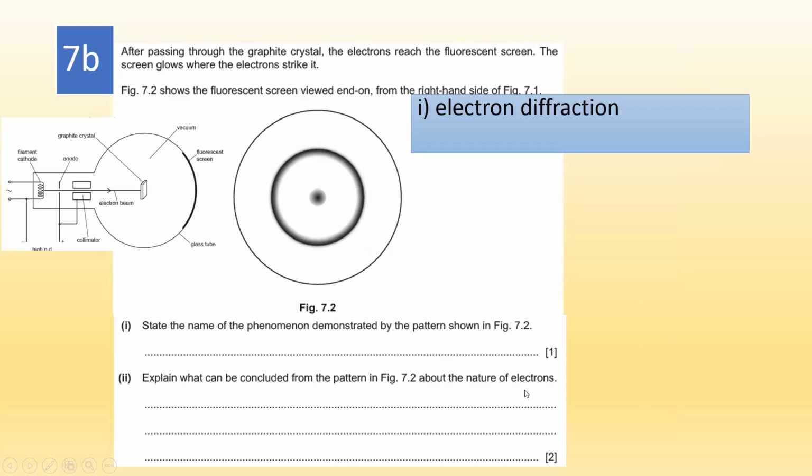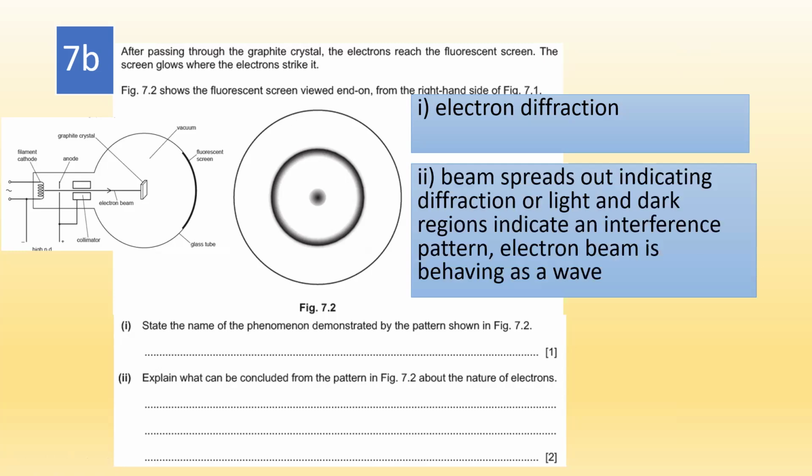Explain what can be concluded. Light and dark regions of the concentric circles are diffraction patterns. 2 marks. Make sure you got 2 points. So the electron is behaving as a wave. Beam spreads out, indicating diffraction, or light and dark regions indicate interference pattern. Electron beam behaving as wave. Okay, you're right.